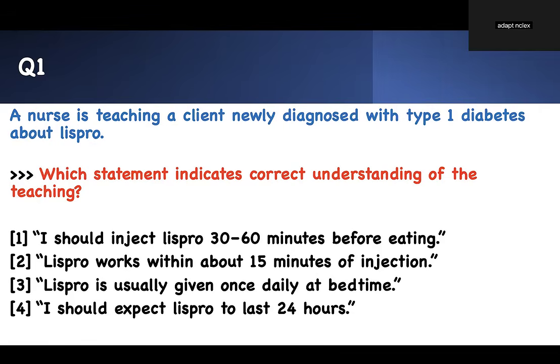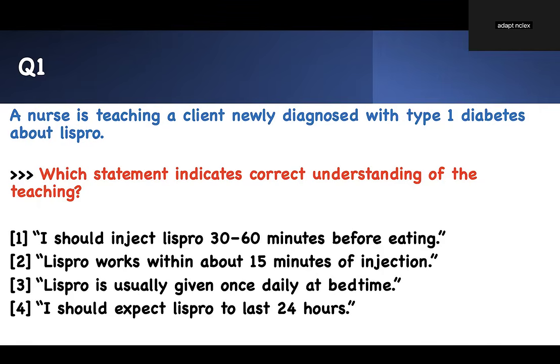Keyword is Lispro. Lispro is what? What do you think it is? If you know what it is, then the options are: I should inject Lispro 30 to 60 minutes before eating. Lispro works within 15 minutes of injection. Lispro is usually given once daily at bedtime. I should expect Lispro to last 24 hours. What do you think?